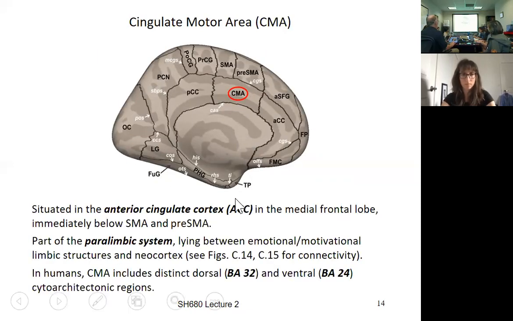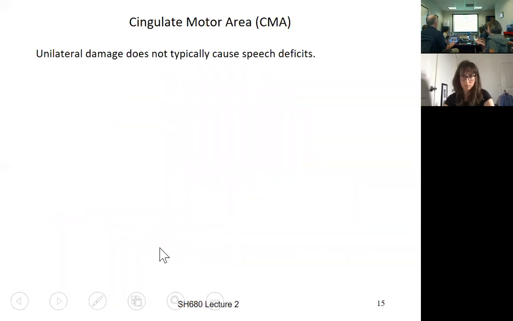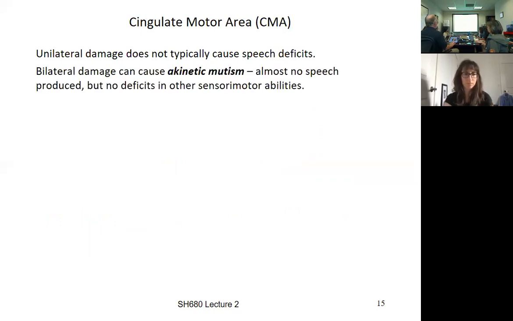In humans, there are actually two different cytoarchitectonic regions in CMA. We're not going to worry about the distinction between them, but they're BA24 and BA32. If you have unilateral damage to CMA, you don't really get speech problems, but bilateral damage, especially if it includes pre-SMA and SMA, can cause akinetic mutism, which is what I just talked about. You don't talk. You otherwise are fine.